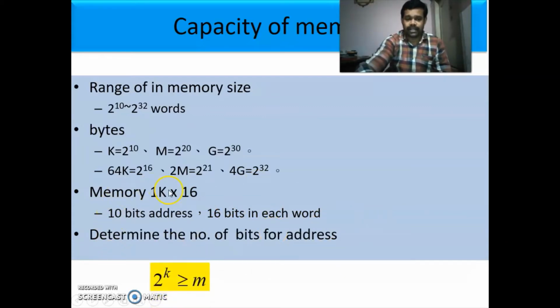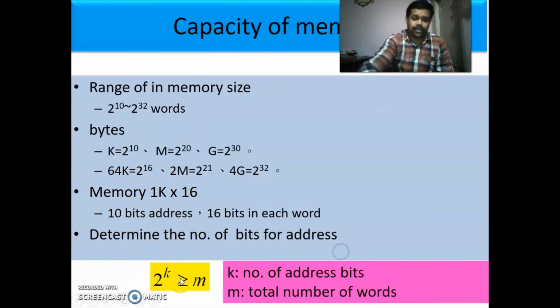So 2 to the power k, you know that k determines the number of bits for address. So 2 to the power k should be greater than or equal to m. So k is nothing but the number of address bits, and m is the total number of words.